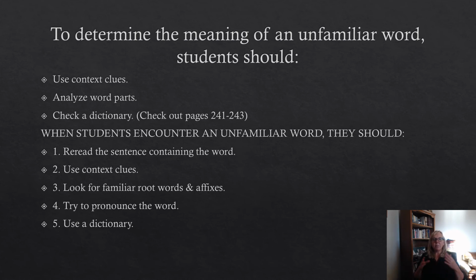You could even create an anchor chart or a poster that has things that students could do when they encounter an unfamiliar word. And you could make it cute. It could be, you know, when you encounter a strange word. And the little word could be sitting down here looking like a little animal or something. Number 1, reread the sentence containing the word. Number 2, use context clues. Number 3, look for familiar root words and affixes. Number 4, try to pronounce that word. And number 5, finally, use a dictionary.